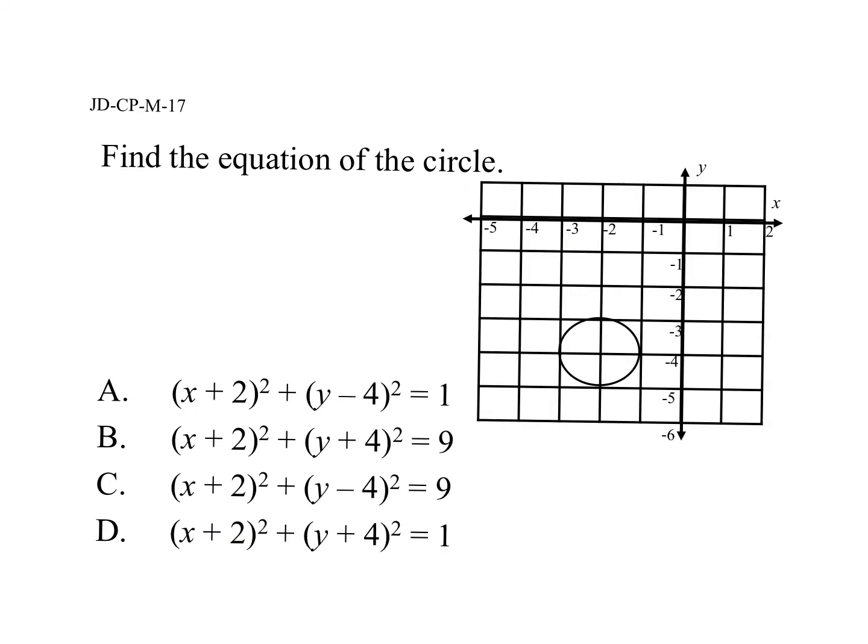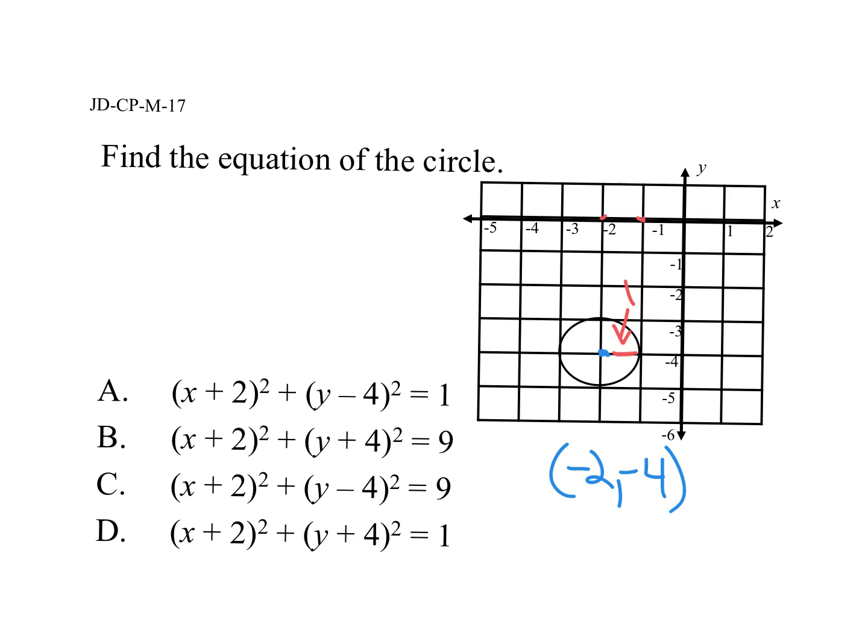Number 17, they want us to find the equation of the circle. So two things we want to look at. We want to look at the coordinates of the center, which would be (-2, -4). And we want to look at the radius. Always double check what they're going by. I know this is a little off maybe on where they're actually putting their numbers, but negative 1, negative 2. Okay, so that would be a radius of 1.